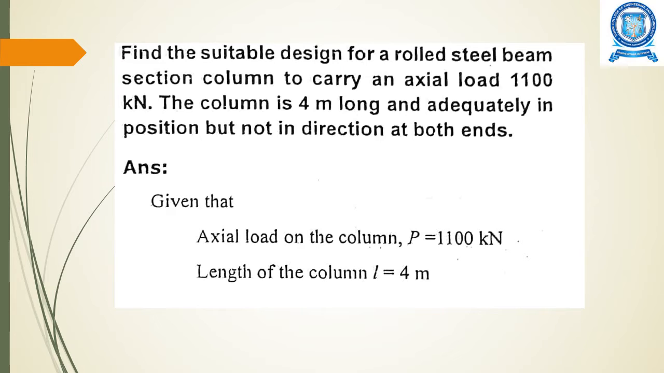Find a suitable design for a rolled steel beam section column to carry an axial load of 1100 kN. The column is 4 meter long and adequately restrained in position but not in direction at both ends. Given data: axial load is 1100 kN. The length of the column, L, is equal to 4 meter.